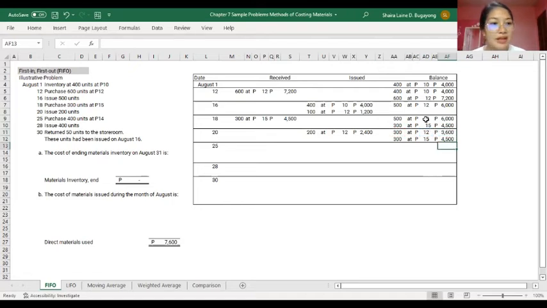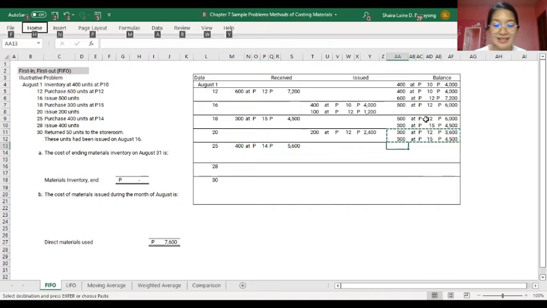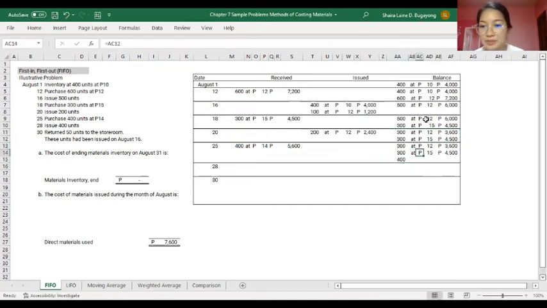And then pagka August 25, nag-purchase na pud siya og 400 units at 14. 5.6. So ang balance is kaning sa taas, and then i-add lang po din ako tong 400 nga at 14.